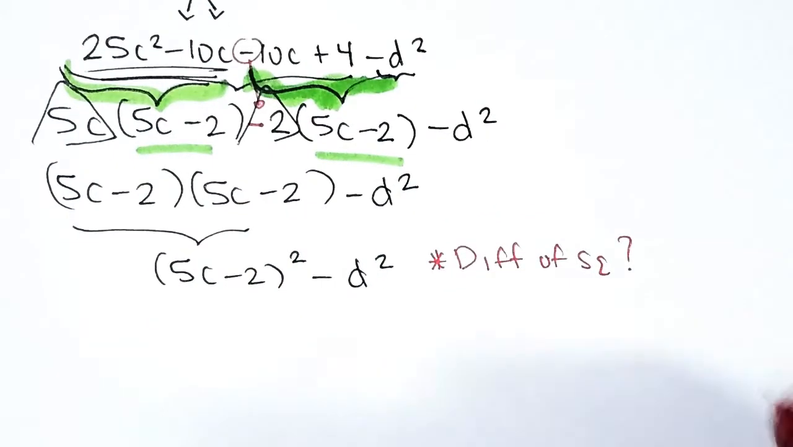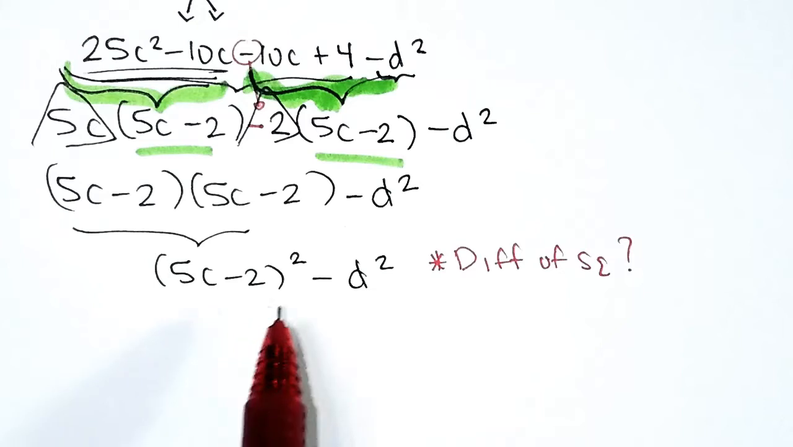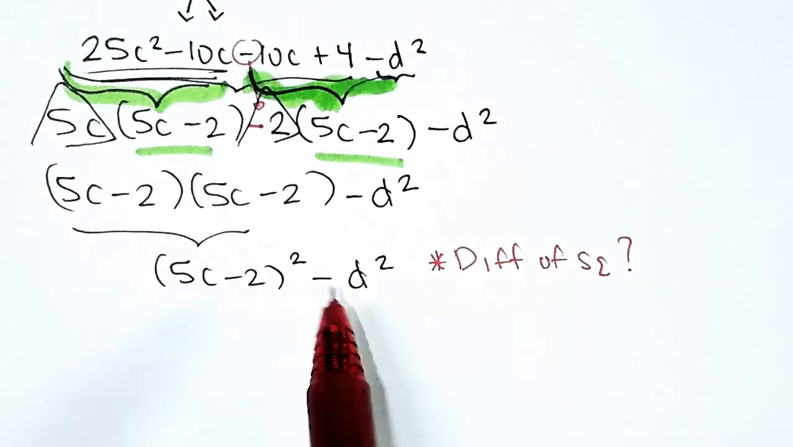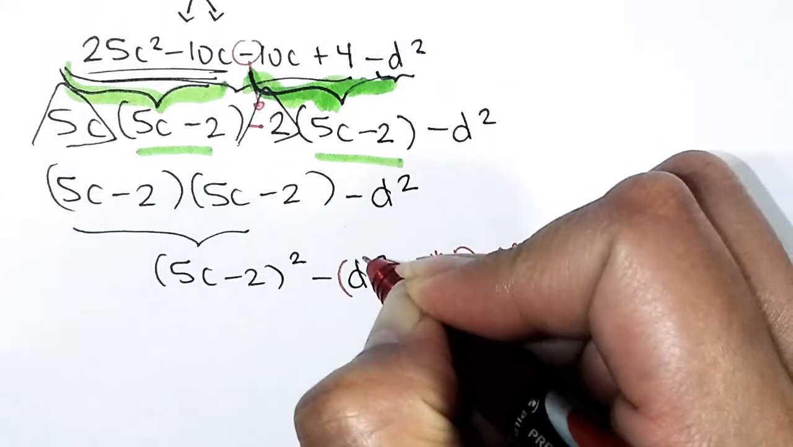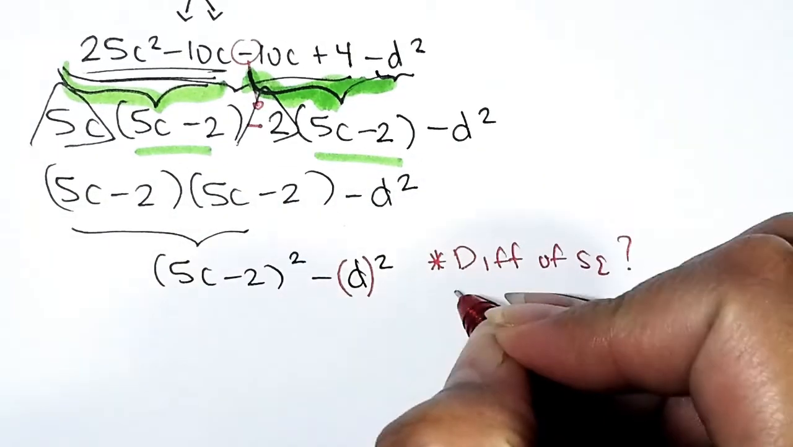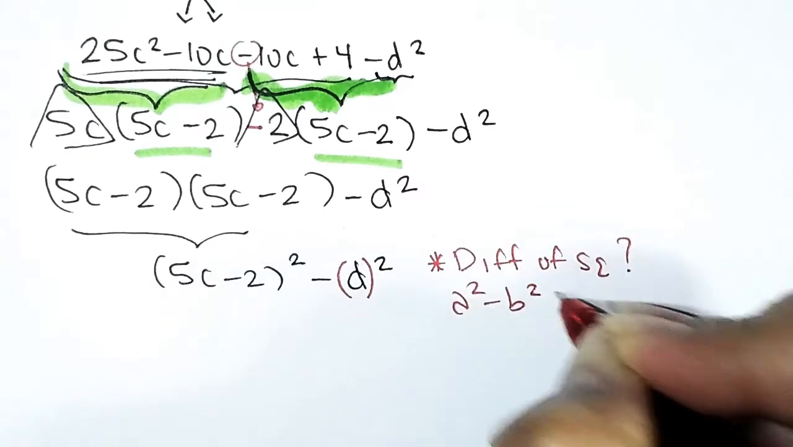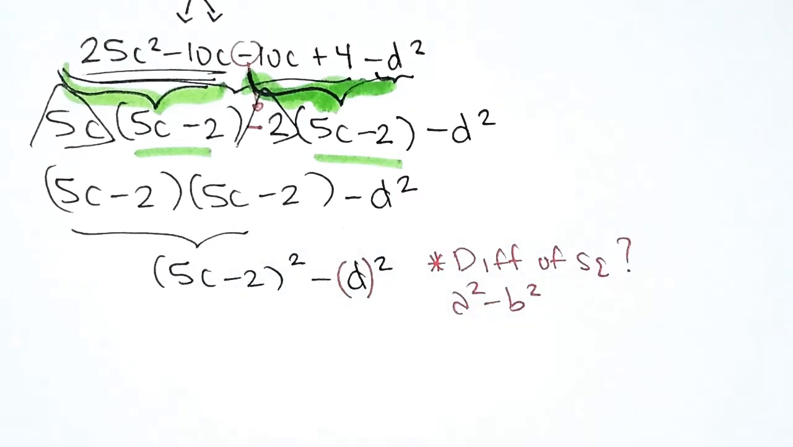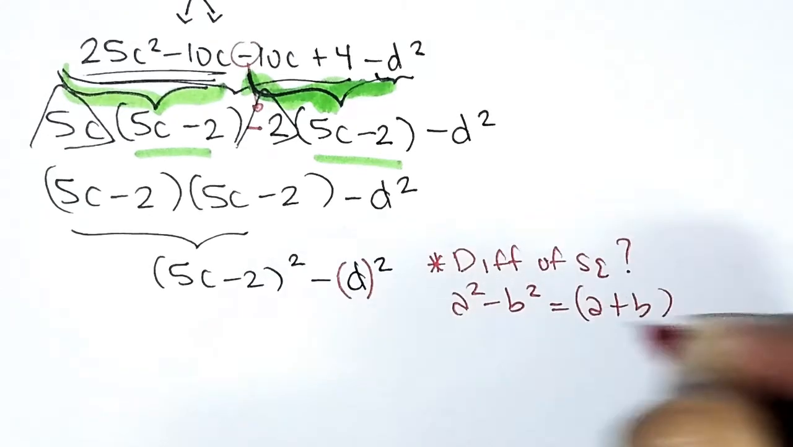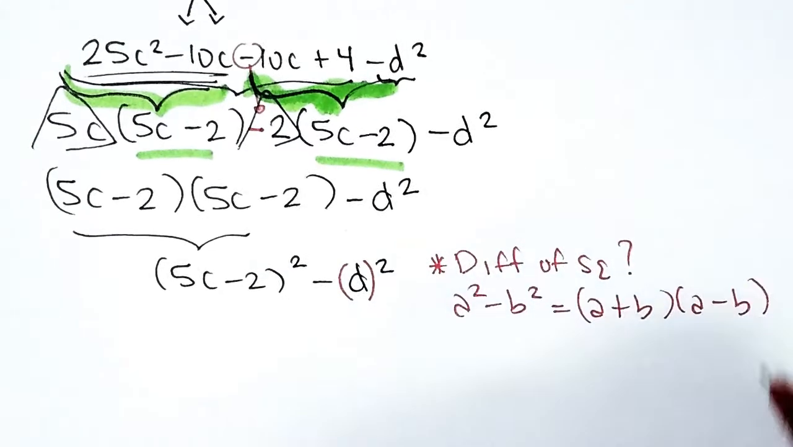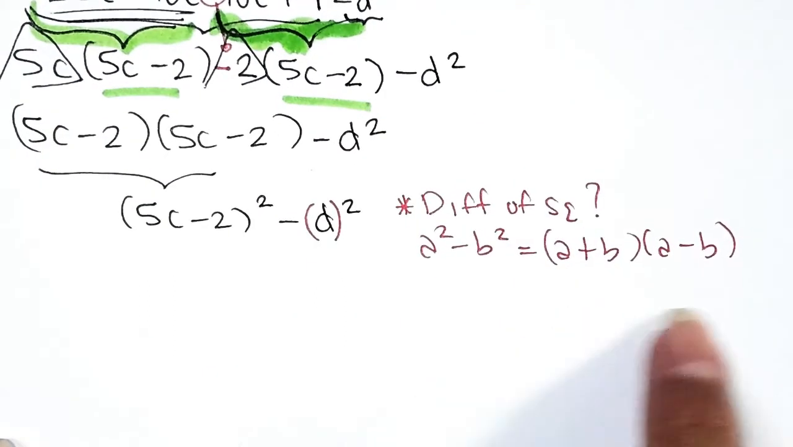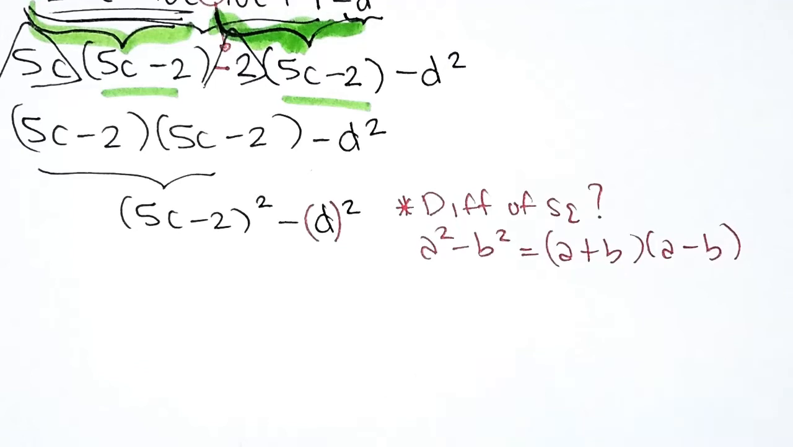So do we have a difference of squares? In this case we do, because we got the square of 5c minus 2 and the square of d. Let me go ahead and wrap the d in parentheses, just so I can see the base. So I'm going to remind myself, if we have a difference of squares of the form a squared minus b squared, then that will always factor to a plus b times a minus b. It's not because Torres said so, it just comes from your algebra. Again, this is just the multiplication shortcut but backwards.